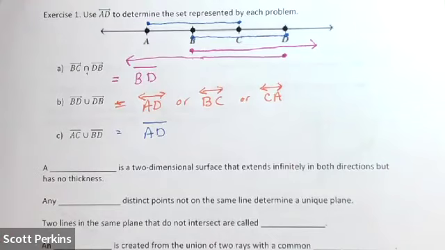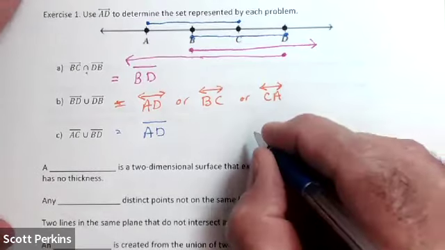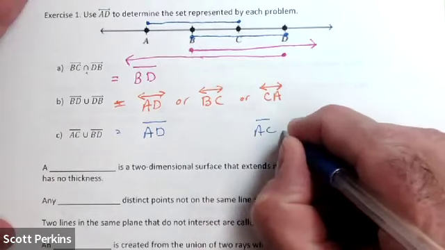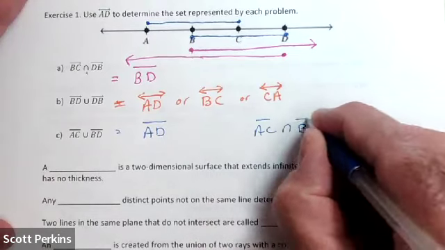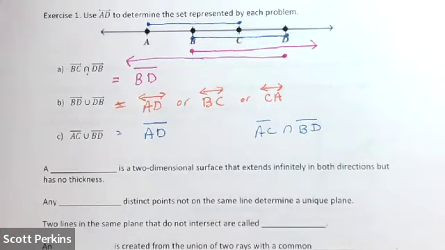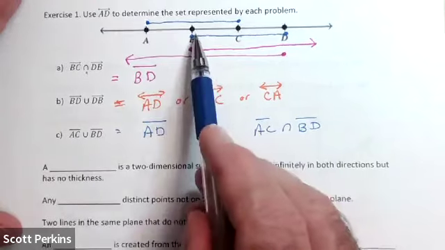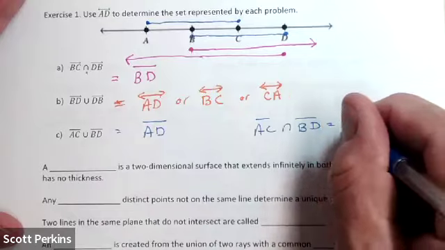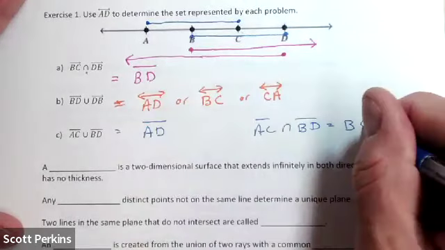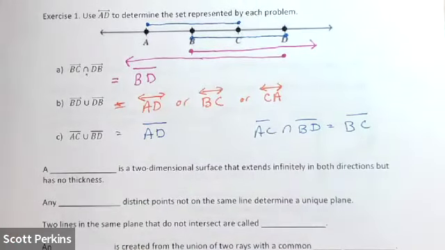What if this was an intersection problem? Just before we move on, since we've drawn the picture, let's say, what if this was AC intersect BD? What they have in common starts at B and ends at C. Perfect. Great job. Since we'd already done it, might as well go ahead and get all the value I can out of those problems.